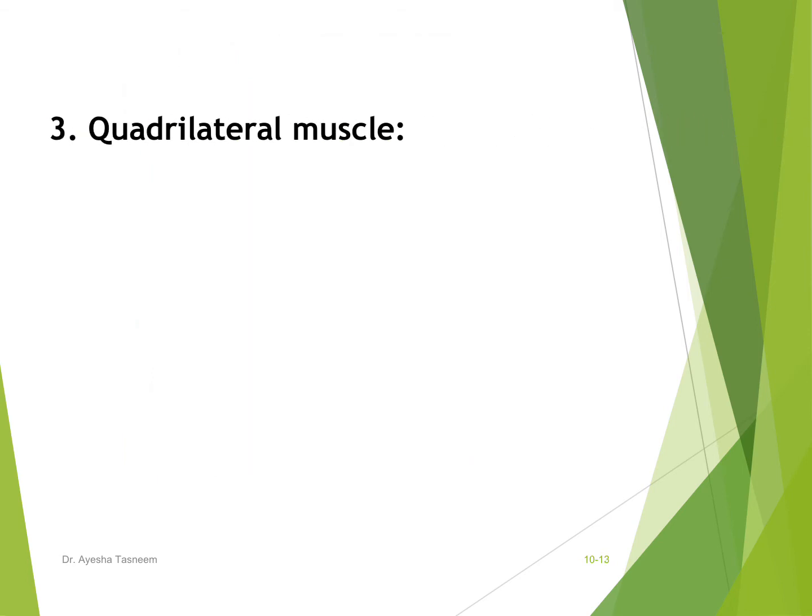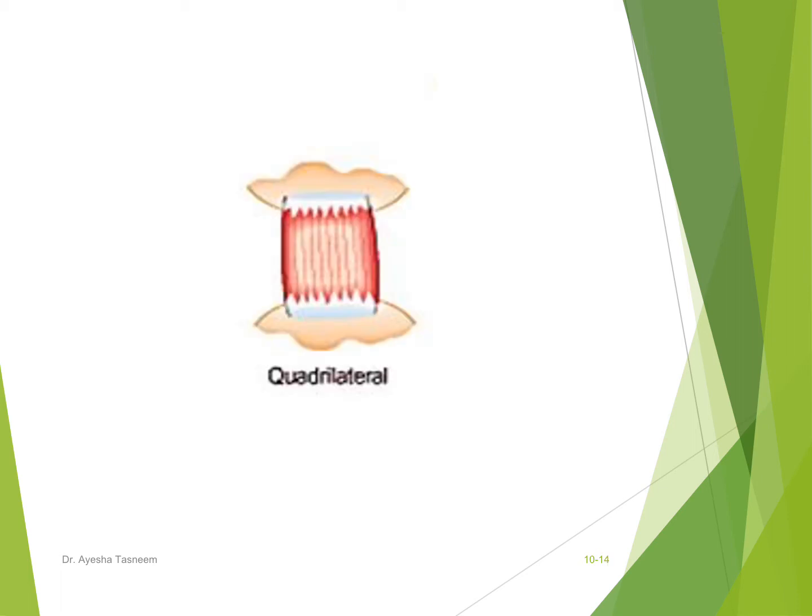Now we come to the quadrilateral muscle. The best example is the thyrohyoid muscle. You can see here this quadrilateral muscle has the same parallel fibers, but the difference between the parallel and this quadrilateral muscle is the length of the fiber. In the quadrilateral muscle, the fibers are parallel, but they have short length. We did all the muscles that have fibers parallel to the line of pull.